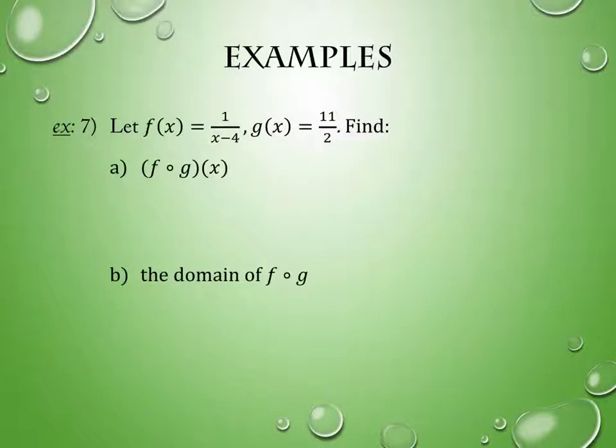We're going to try one more, and then we're going to shift gears for the last time in this section. F of x, oh, there's a typo. Yeah, this shouldn't say 11 over 2. It should say 11 over x. There we go. All right, so f of x is 1 over x minus 4, and g of x is 11 over x. And we're supposed to find f of g of x.